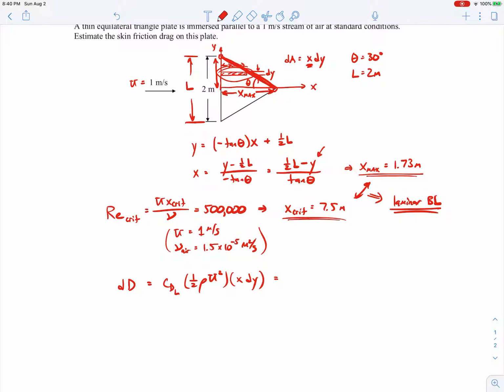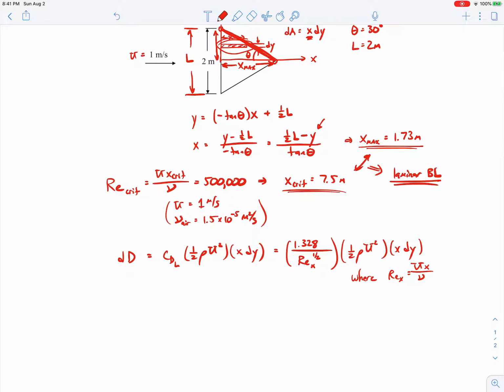And then let's go ahead and expand that out. Let me put in the drag coefficient for the Blasius boundary layer. That's 1.328 divided by the Reynolds number based on the distance from the leading edge to the trailing edge, raised to the 1/2, times 1/2 rho u squared times x times dy, where the Reynolds number is just the free stream velocity times x divided by the kinematic viscosity. And x, again, is just the distance of that little rectangular strip.